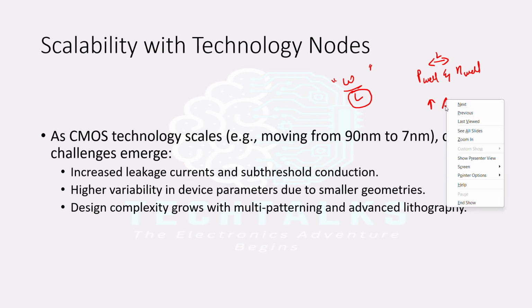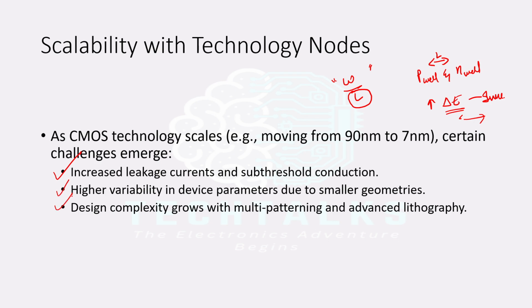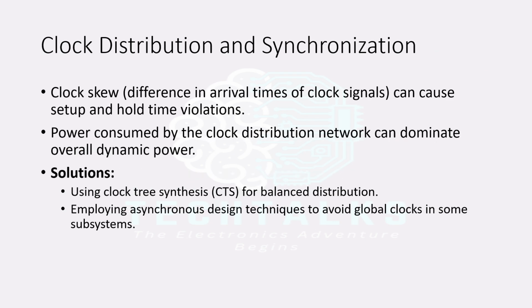a small change in electric field near the gate region, that will lead to the formation of an inversion layer. So even if there is a small or slight voltage, the leakage currents flowing through the inversion layer are very high. As I mentioned earlier, there are increased leakage currents, higher variability in device parameters due to small geometries, and design complexity grows. So these are some of the issues when you scale the technology nodes.